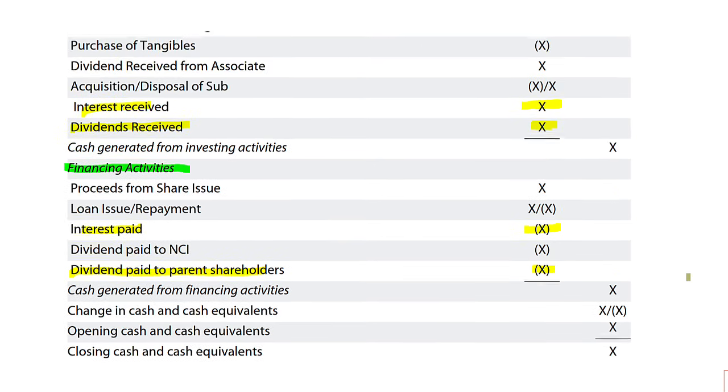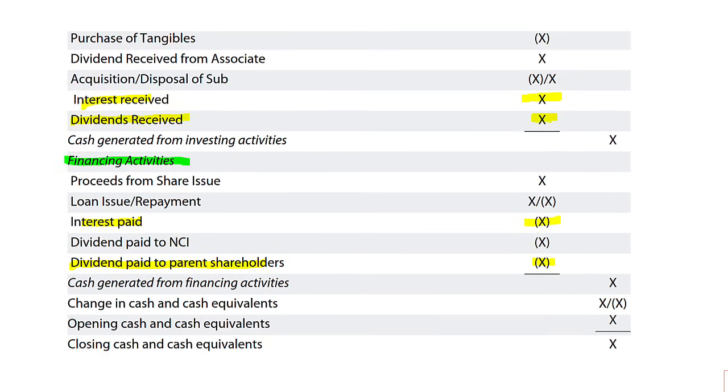Does that sound familiar? Yes. Dividends in, investing, dividends out, financing. Interest in, investing, interest out, financing. There was a time when there was much more flexibility. Many companies used to show interest in another section of the cash flow. Doesn't matter where now because they're not allowed to. Interest and dividends in investing, and out in financing. So that's the basic shape of the cash flow.